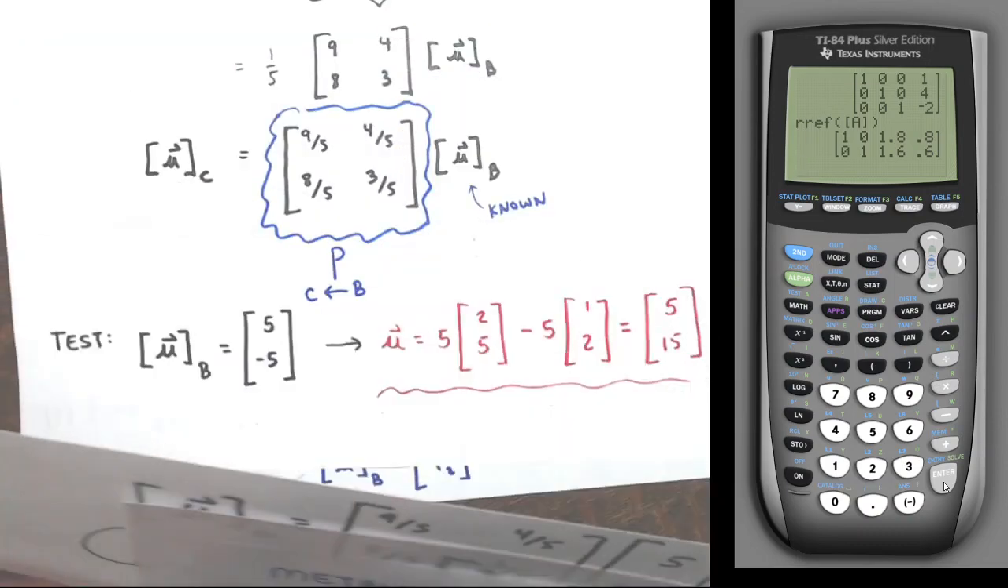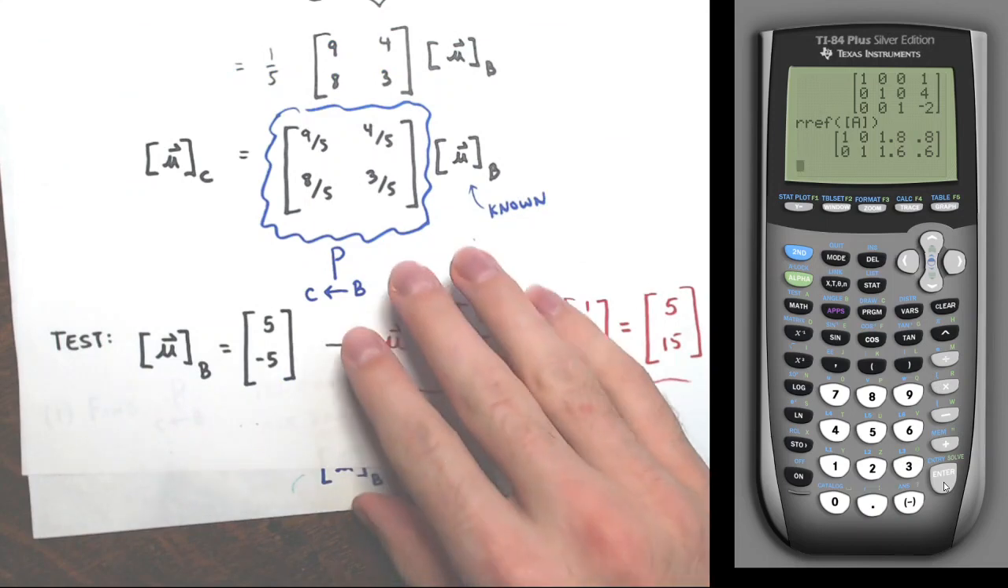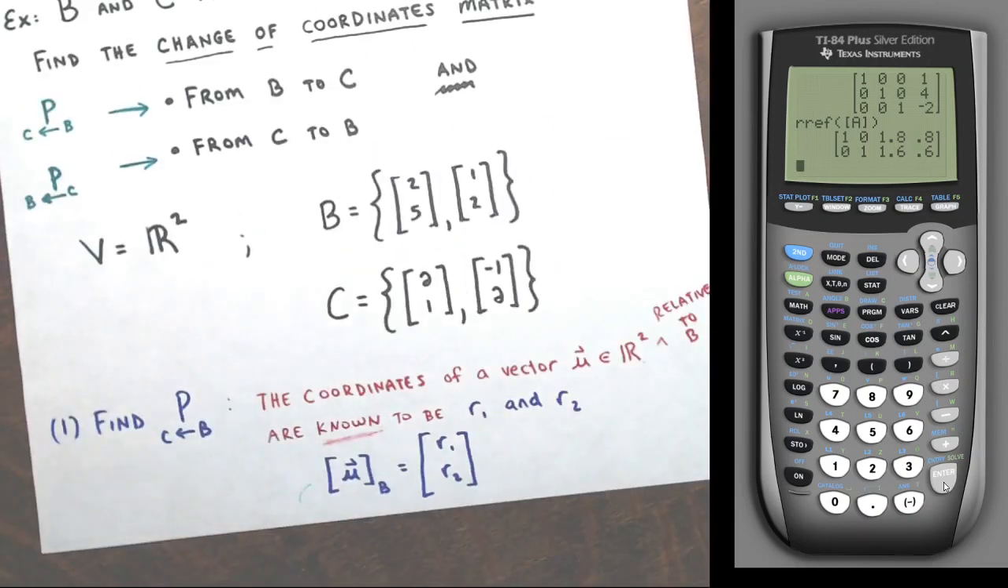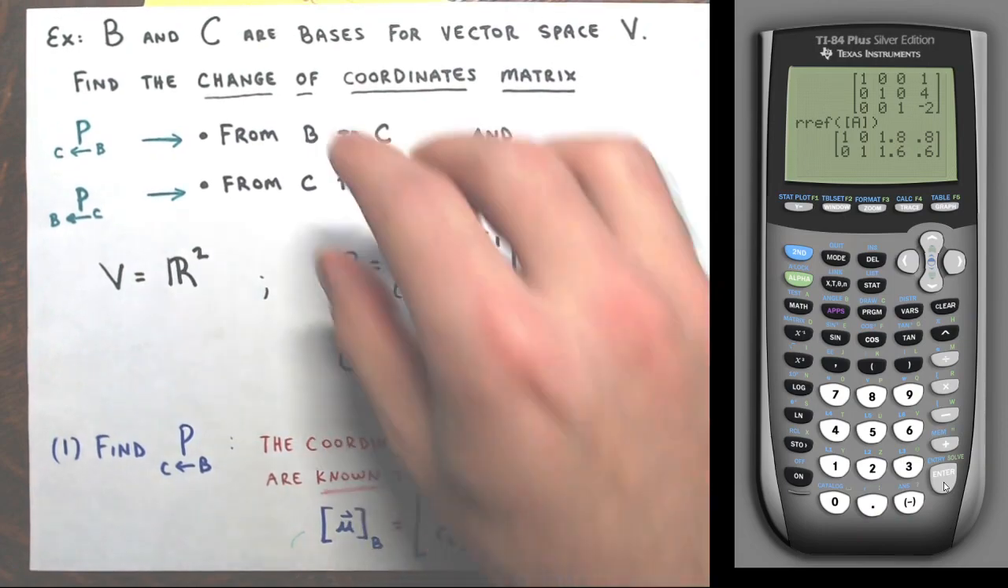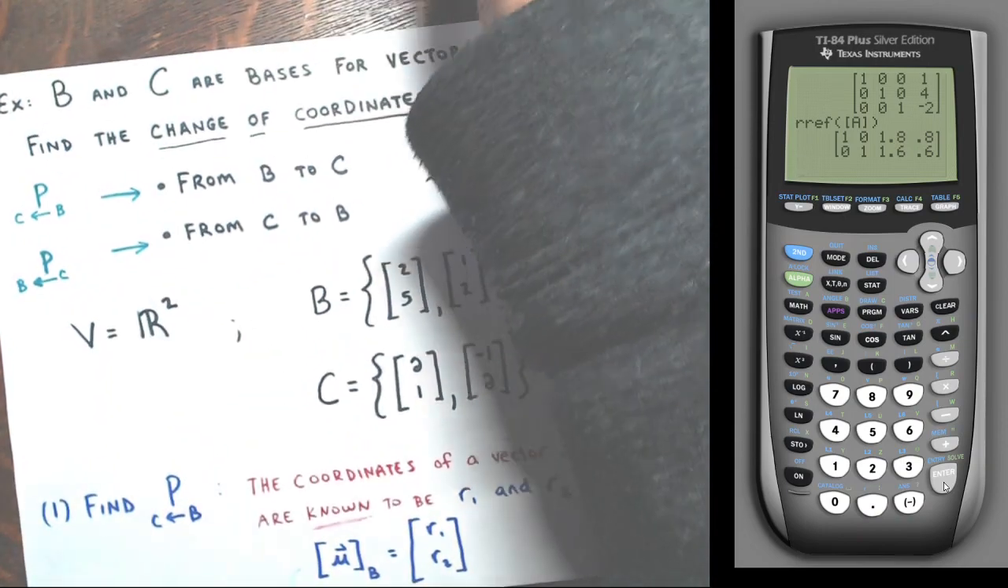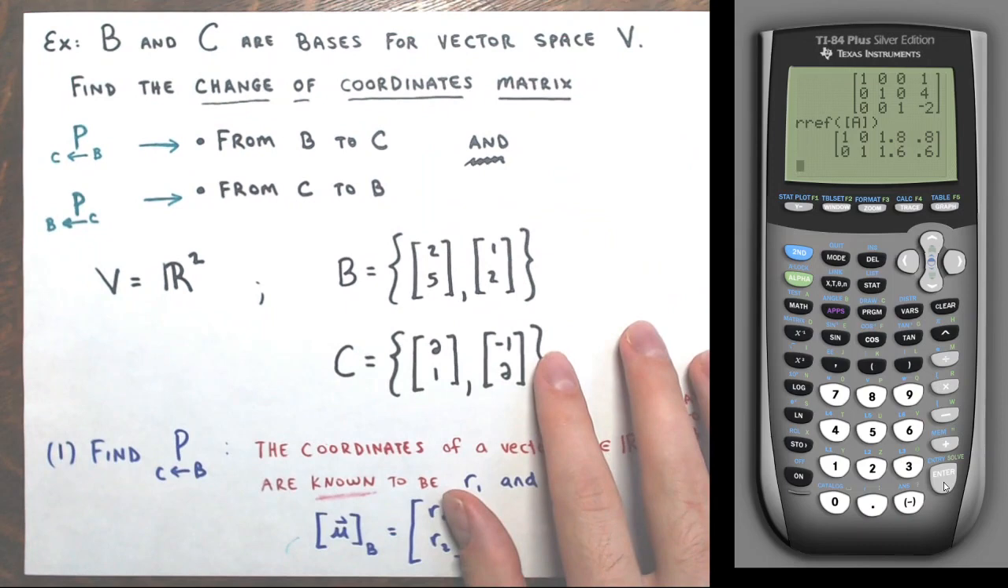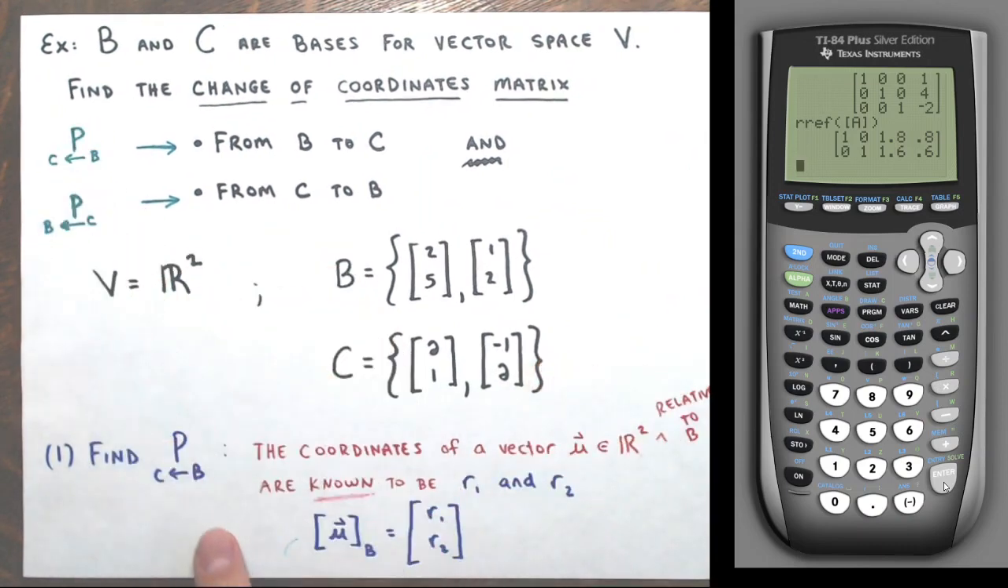What about the other way around? Because I did ask to find the transition matrix from basis B to basis C. So I just did that. Now let's do part 2, where I find the transition matrix from C to B.